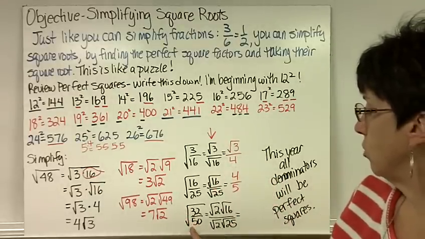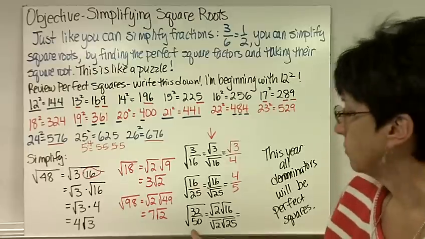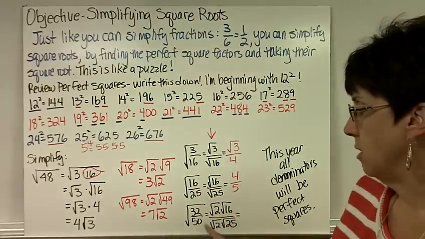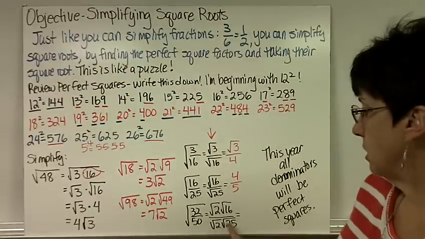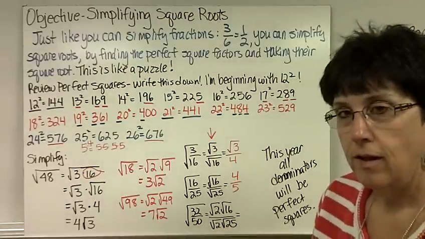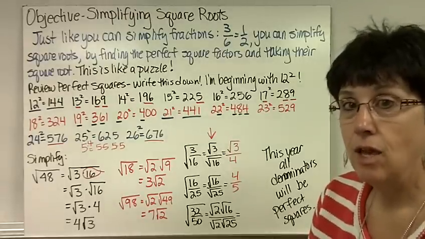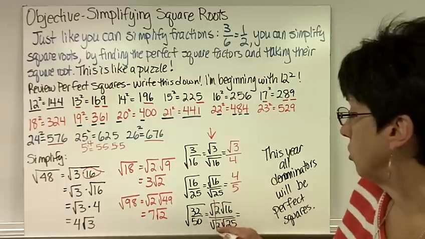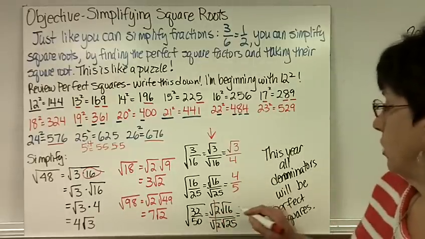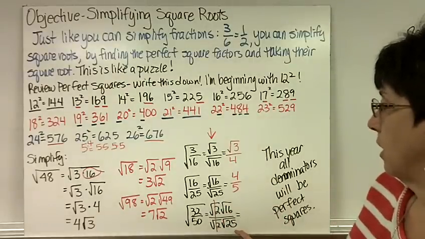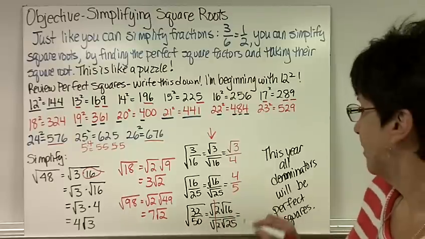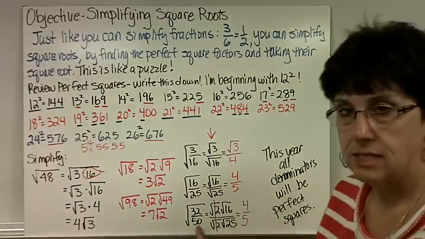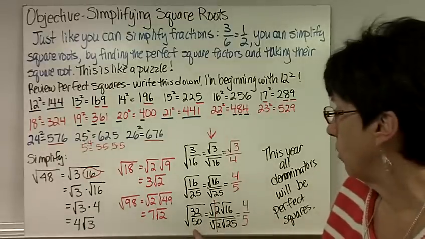How about the square root of 32 over 50? Well, the square root of 32 could be written as the square root of 2 times 16, and the square root of 50 can be written as 2 times 25. Now you need to remember, anything over itself is 1. So the square root of 2 over the square root of 2 is 1. So we end up with the square root of 16 over the square root of 25, just like we had here. So it's 4/5.